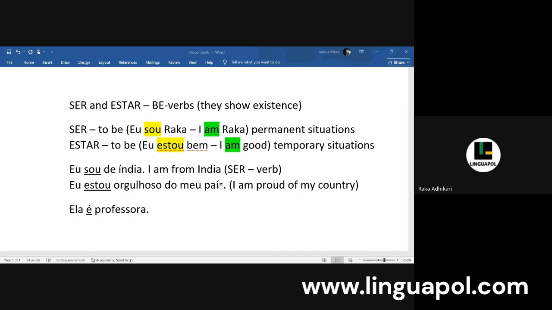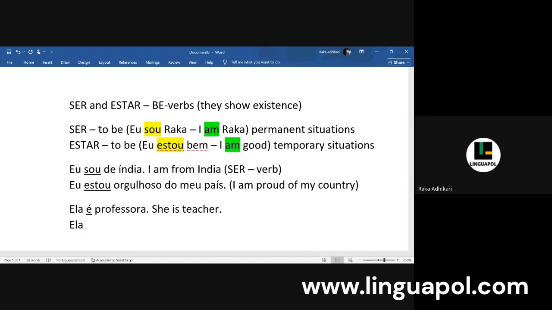So it is not necessarily professor. Professor or professora means teacher. So even if we are talking about a teacher of kindergarten or maybe of primary school, then also she is professora or he is professor. So ela é professora means she is a teacher.